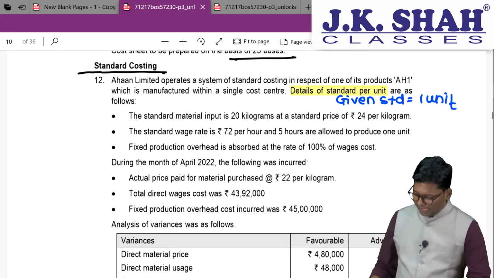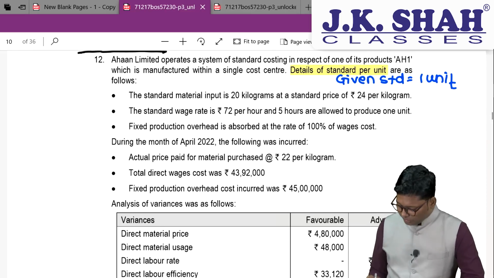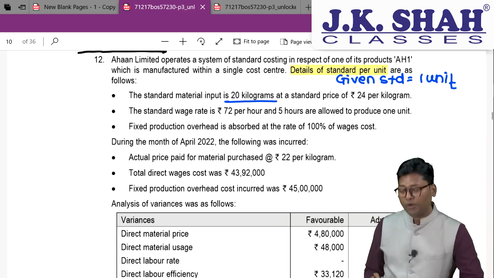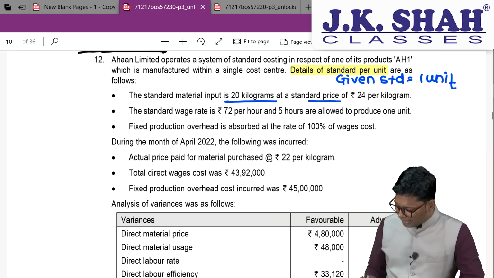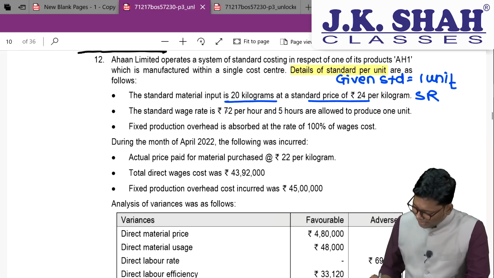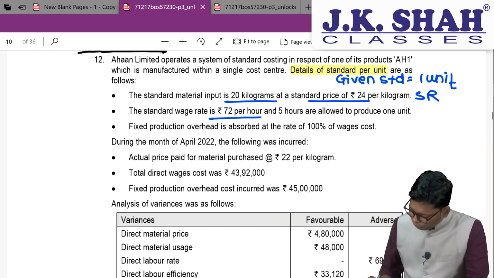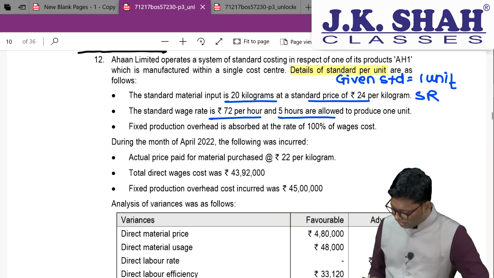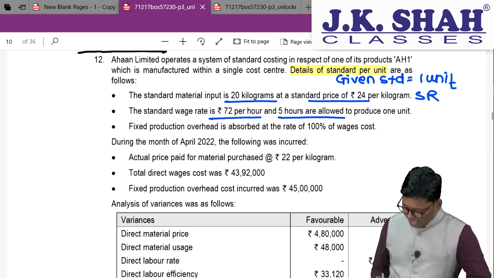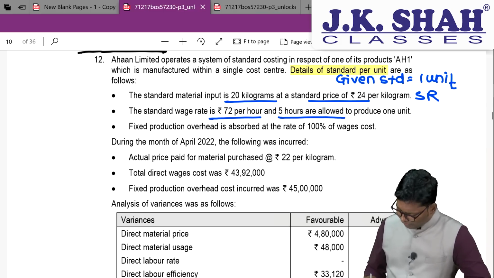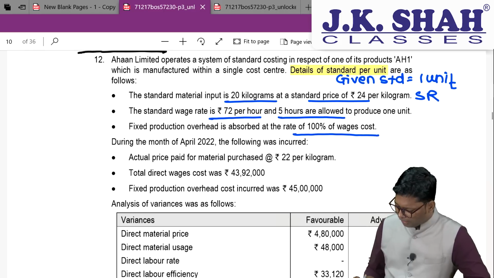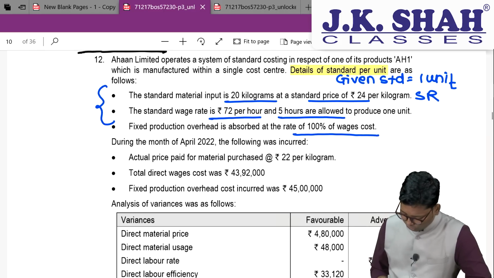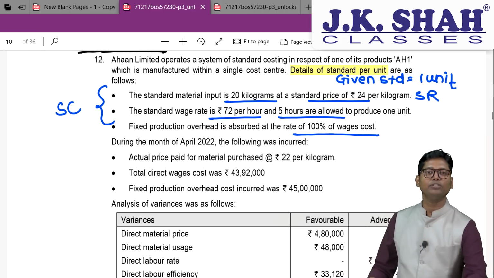After that, the standard material input is given as 20 kilograms, means for producing 1 unit of a product, 20 kg of material is needed at a standard price of 24 rupees. This is the SR given. The standard wage rate is 72 rupees per hour, the hourly wage rate, and 5 hours is the requirement to produce 1 unit. And a fixed overhead cost is given. Fixed overheads are absorbed at the rate of 100% of wage cost. This is what is called standard cost.